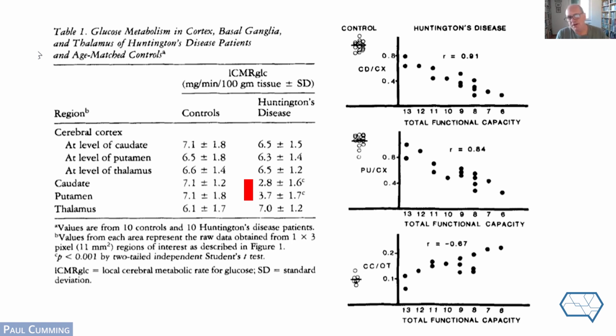And furthermore, on the right-hand side of the figure, you see that individual results by this quantitative PET method correlated very, very significantly with various measures of functional capacity or severity of the disease. So the more severe, the more advanced the disease in individual cases, the more loss of metabolic activity there was in the caudate and putamen, equally caudate and putamen being the main targets.